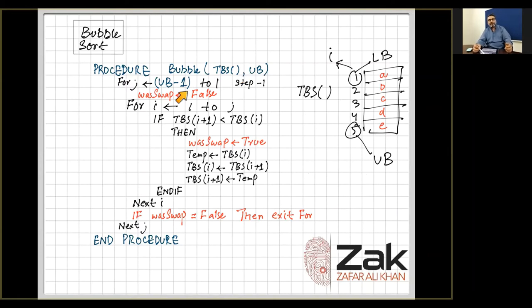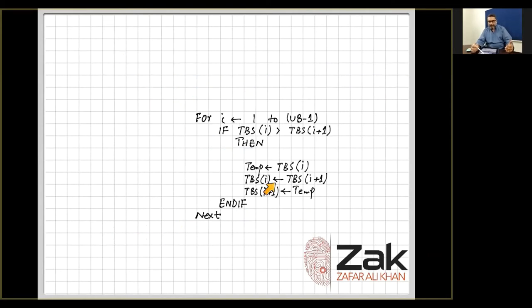So I have made this subroutine fairly flexible, which can sort any sized array from top to the bottom. Here we have used this parameter and the array which is received. Now, this is the inside loop, which works from 1 to upper bound - 1, whatever the upper bound's value is.